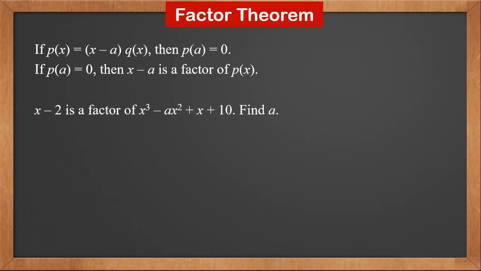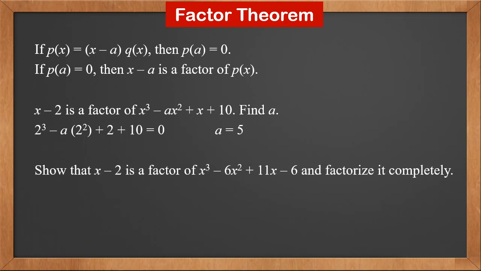x minus 2 is a factor of x cubed minus a x squared plus x plus 10. Find a. From the factor theorem, we know if x minus 2 is a factor of p(x), then p(2) is 0. So let's put 2 in the polynomial, and it is 2 cubed minus a times 2 squared plus 2 plus 10. This is 0. Therefore a is 5.